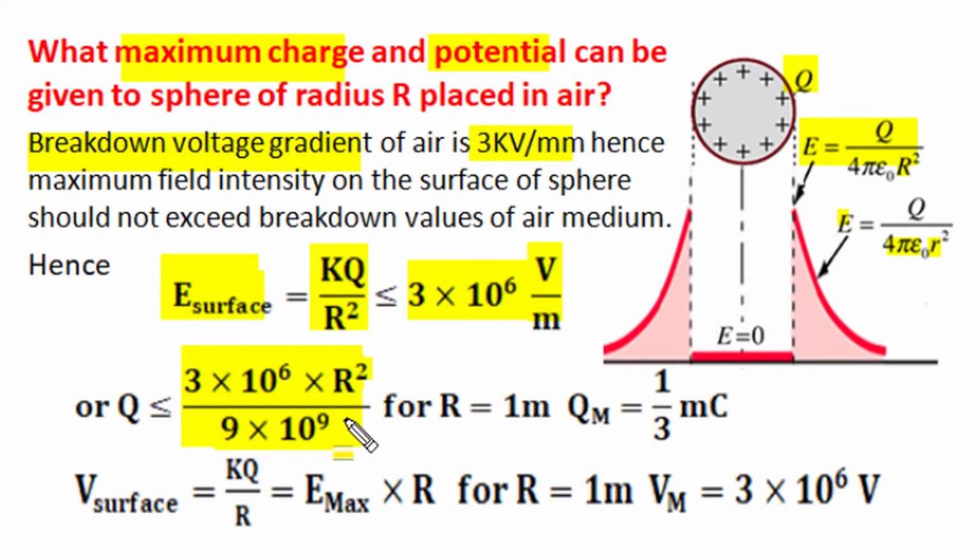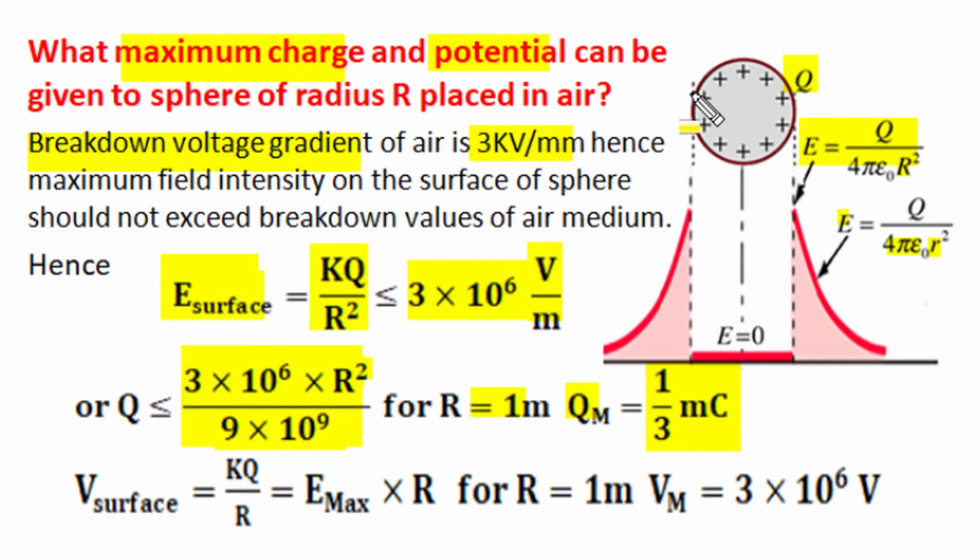So for 1 meter radius, the maximum amount of charge which is permissible on a spherical conductor is only, if we solve it for r equal to 1, 1 by 3 millicoulomb. So charge cannot exceed this 1 by 3 millicoulomb limit, as exceeding this charge amount will increase surface electric field intensity beyond the dielectric breakdown strength of air, and air cannot sustain its insulating property or the charge on the sphere.